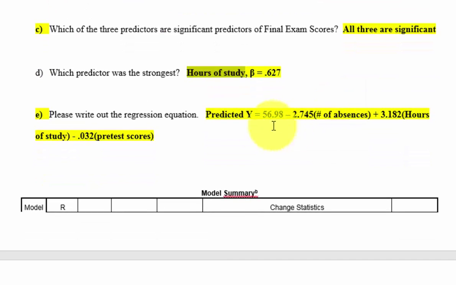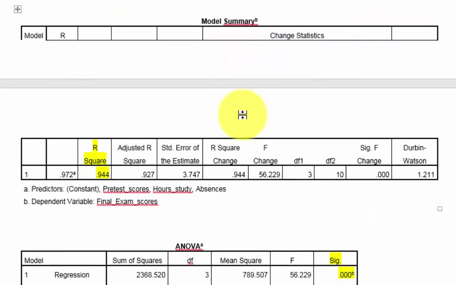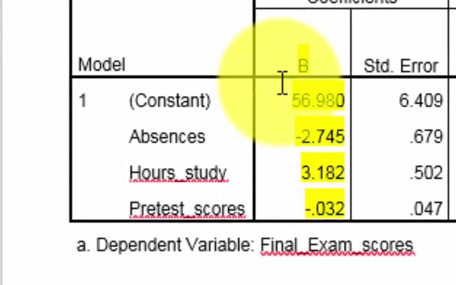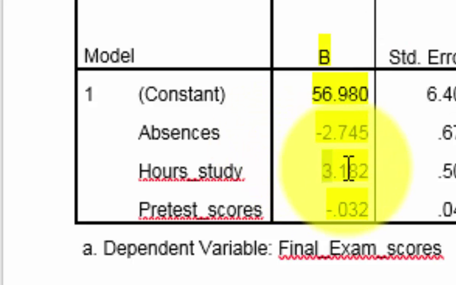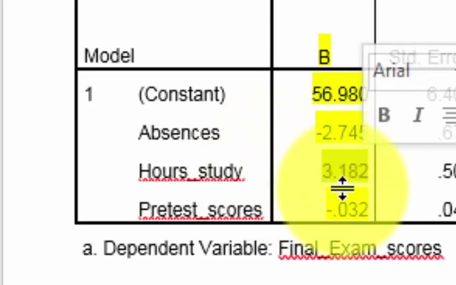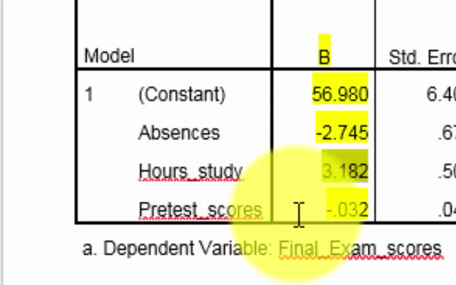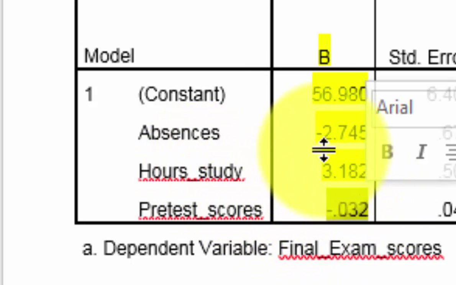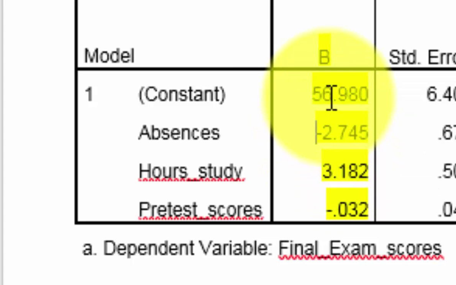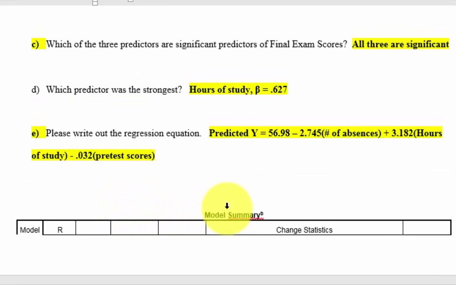And here's your predicted Y, right? We simply used these values. That's your constant. That's the factor of X1, which is absences. It's the factor of X2, which is your hours of study, and this is your factor of X3. So remember, whenever you're multiplying a variable by a number, that makes it a coefficient. So I should have used the word coefficients. But that's it in a nutshell.